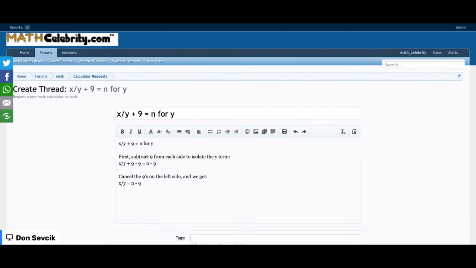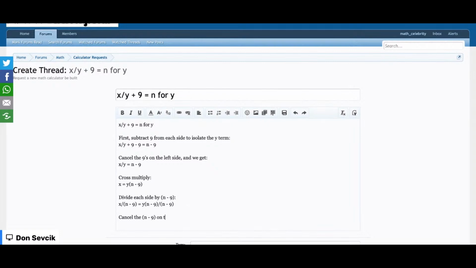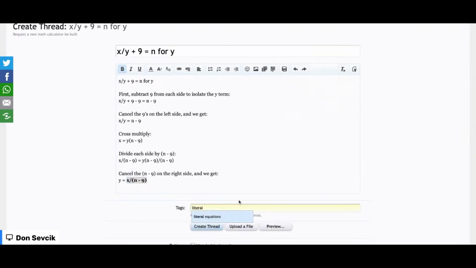All right, so we're a bit closer here. What we want to do, cross multiply, because y is in the denominator. We have x equals y times n minus 9. Then divide, because we can multiply the denominator of this side by this side for cross multiply. Divide each side by n minus 9. Then cancel the n minus 9 on the right side. And we get, I'm going to move the y over to the left because I like to list the variable first. This is our answer to the literal equation. That's that.